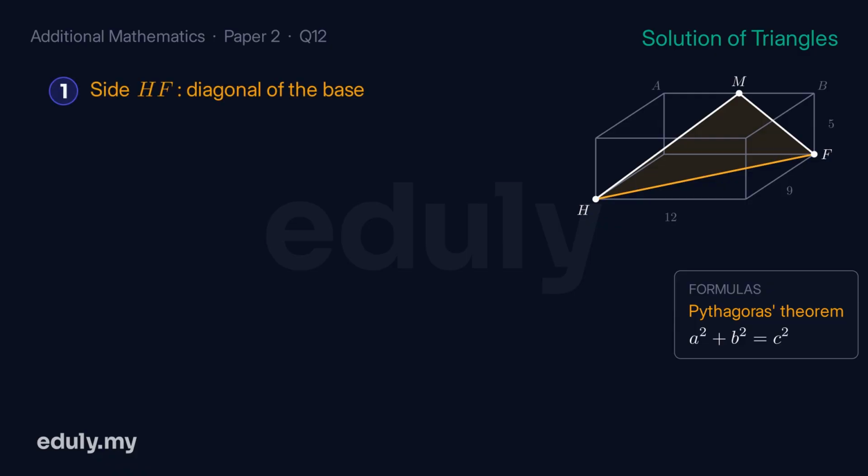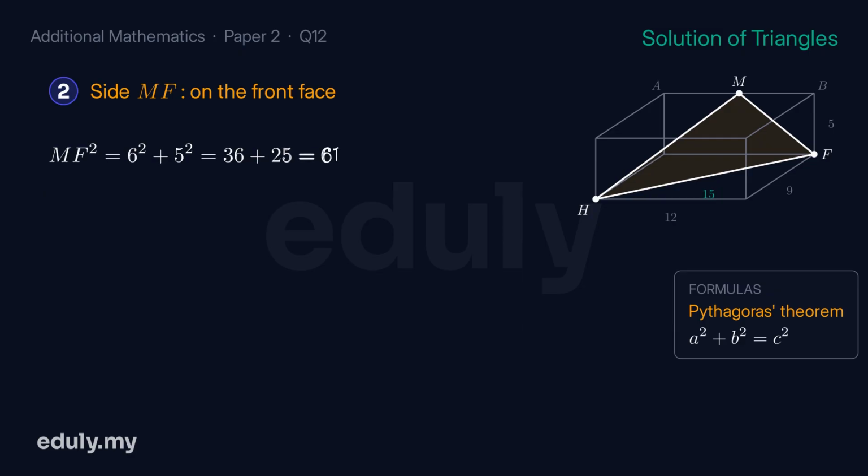The side H, F runs across the bottom of the box, a diagonal of the 12 by 9 base. By Pythagoras, 12 squared plus 9 squared is 225. So H, F is 15 centimeters. The side M, F lies flat on a face. M is 6 across from the corner above F and 5 down. 6 squared plus 5 squared is 61. So M, F is the square root of 61. We'll keep it exact, not rounded.